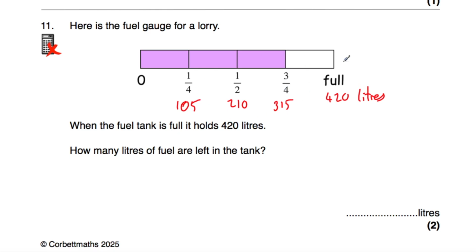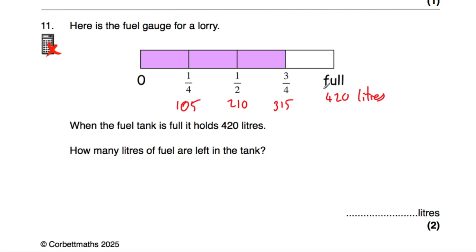So how many litres of fuel are left in the tank? The answer would be 315 litres. And what we did there was we found what half the tank would be, 210. We found a quarter of the tank, 105. We added them together because a half plus a quarter is 3/4. That'd be 315, and that's it.